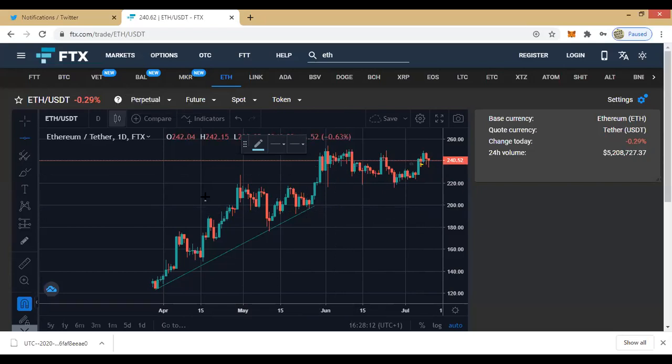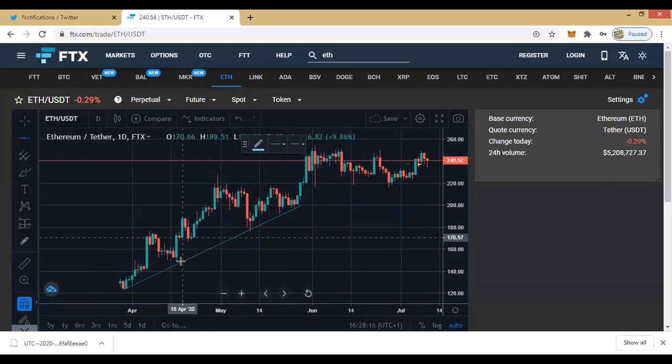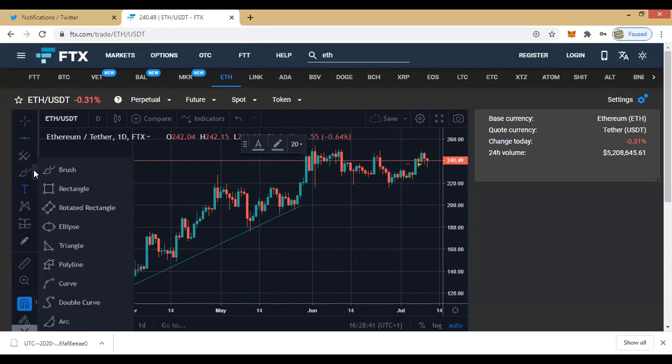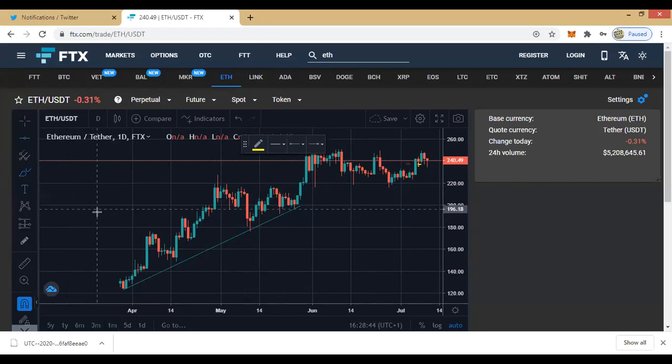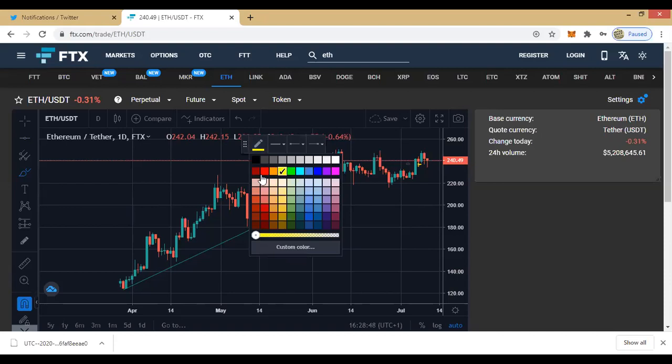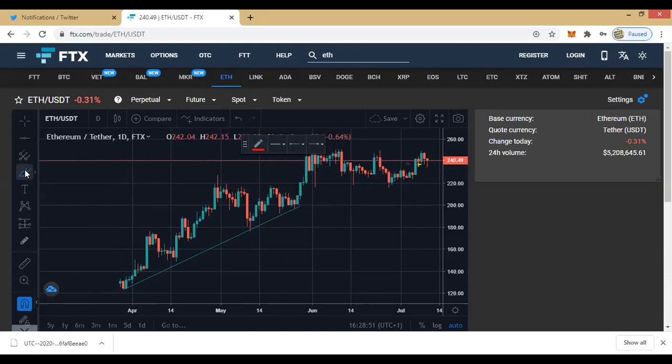Still using our Ethereum chart, like we said for the MARE market structure. We have a bullish market structure here. Let's just note it: M is bullish. Let's just note that we have a bullish market, the general market structure is bullish.